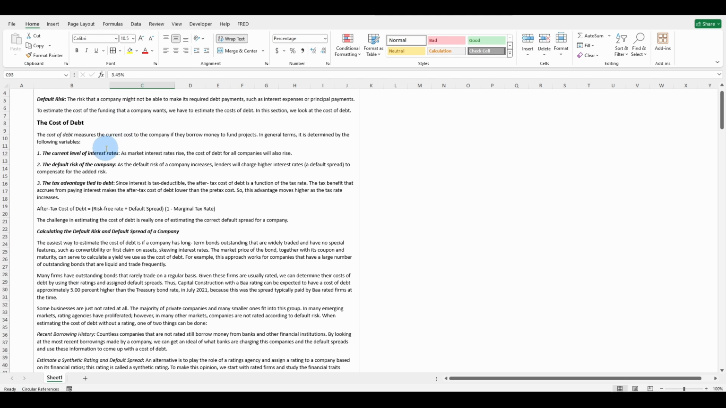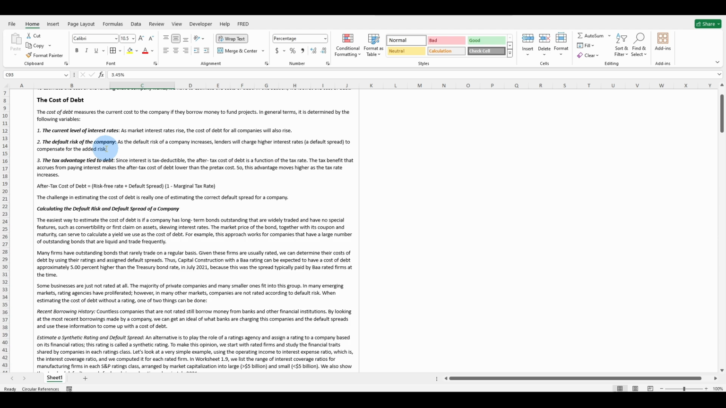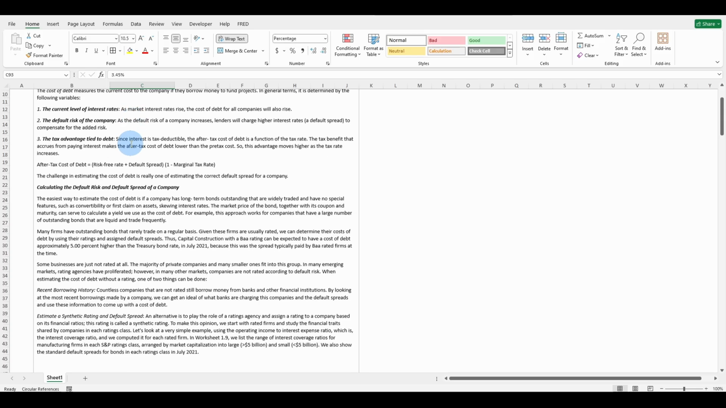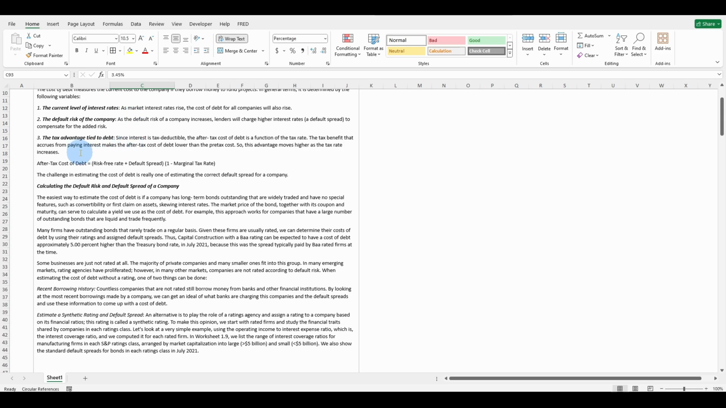Cost of debt. The cost of debt measures the current cost to the company if they borrow money to fund projects. In general, it is determined by the following variables: the current level of interest rates. As market interest rates rise, the cost of debt for all companies will also rise. The default risk of the company. As the default risk of a company increases, lenders will charge higher interest rates, a default spread, to compensate for the added risk.